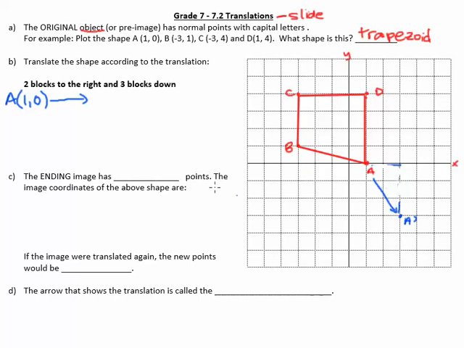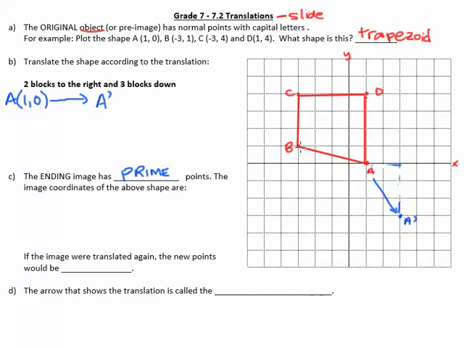Great, so A became now a new A, and it's A with an apostrophe. And so this little apostrophe is called prime. So the ending image has what we call prime points. So A becomes A prime, and we'll just give the coordinates of those a little bit down here. And let's just label the rest of these.